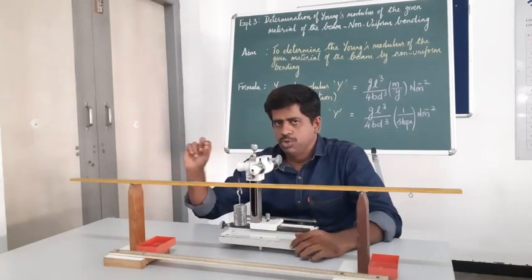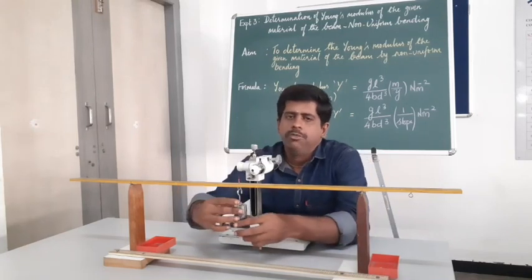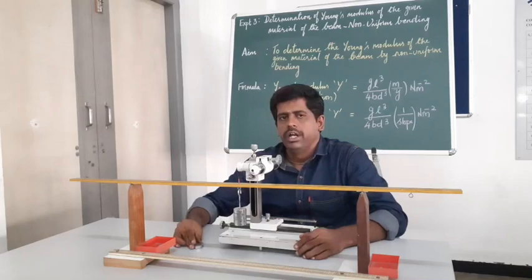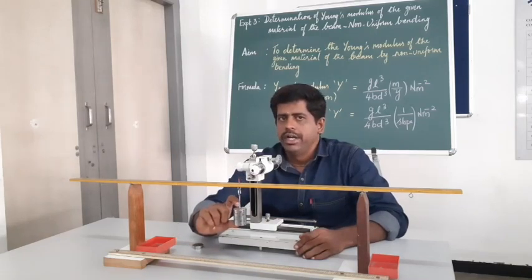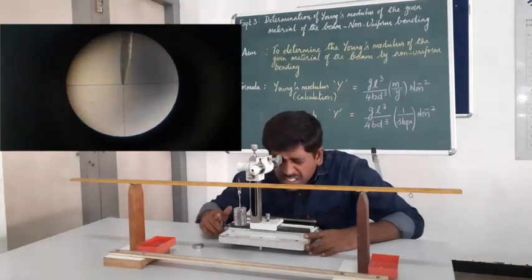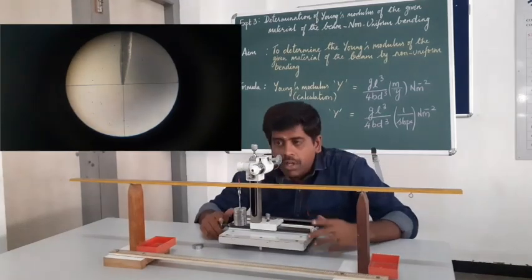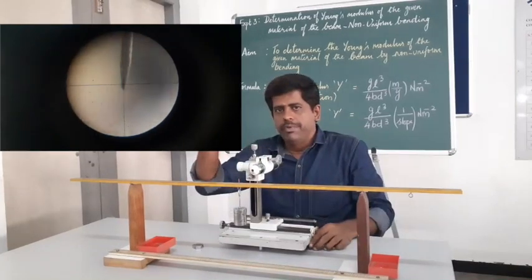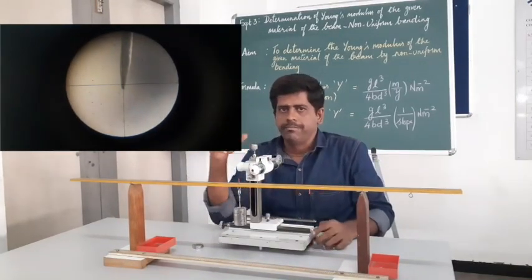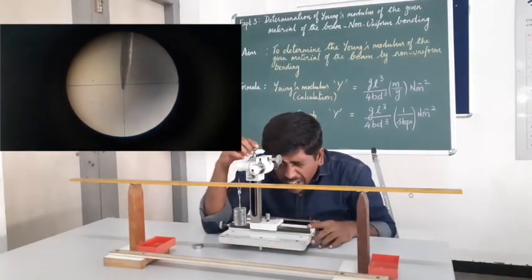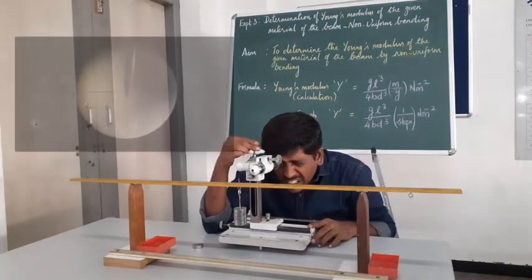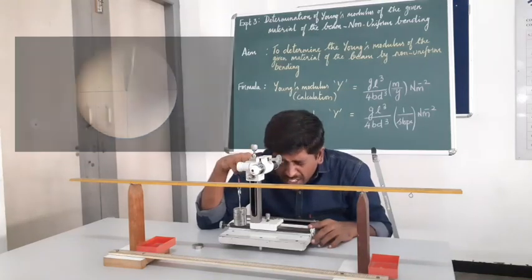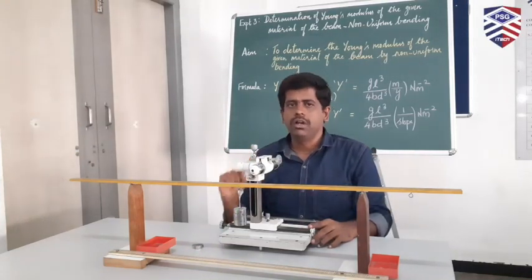Once the W plus 250 reading has been noted, I will remove 50 grams. Now it is 200. When I look through this microscope, the tip of the pin would have moved from the horizontal cross wire. Again, by adjusting it, I can note down the exact movement of the scale, which can be recorded in your observation.